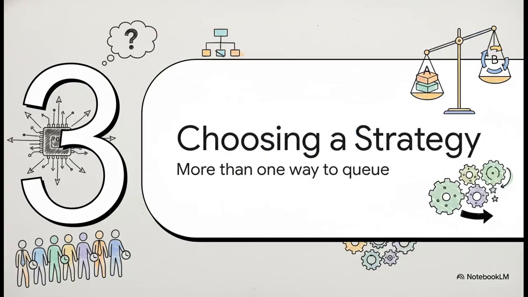Okay, but how? How does the scheduler actually choose which process gets to go next? This is the most important part, because there's no single right way to do it. Different scheduling strategies or algorithms are kind of like different management philosophies, and each one has its own set of strengths and weaknesses. So let's look at a couple of the big ones.